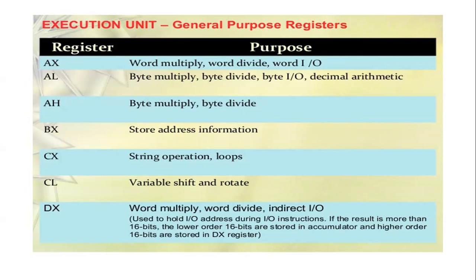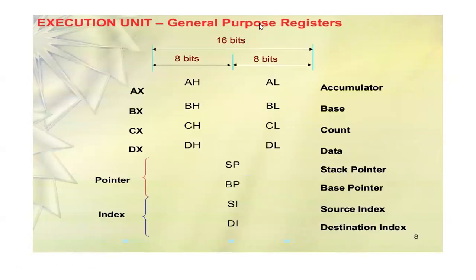And last is our stack pointer register. These are 16-bit general purpose registers. AX is divided into 8-bit and 8-bit, that means higher and lower. AL is your accumulator. That means it will store only arithmetic operations.